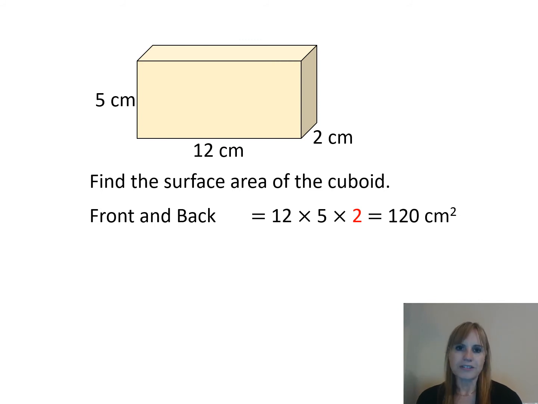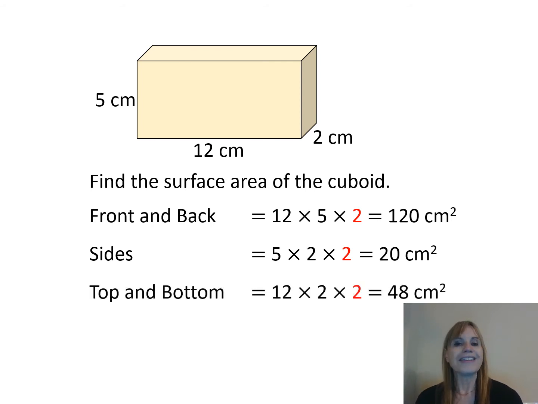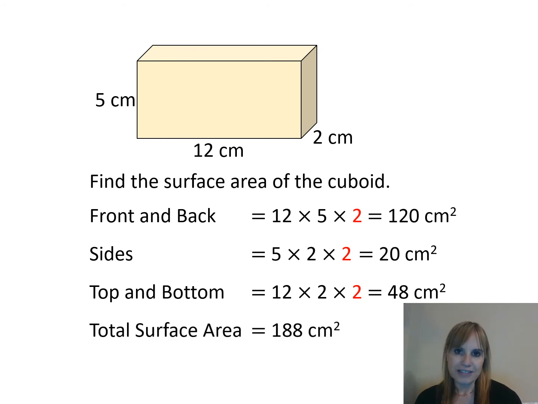If I look at 2 other sides that are also the same measurements, so if I have a look at the sides, each of those sides are 2 by 5 and there are 2 of those, so 5 times 2 times 2 is 20. And finally the top and bottom of my cuboid, they will also be the same as each other. So looking at those dimensions, 12 by 2, if I then double that, I can get a total of those 2 sides of being 48. This time I only have to add up 3 answers to give a total surface area of 188 centimetres squared.